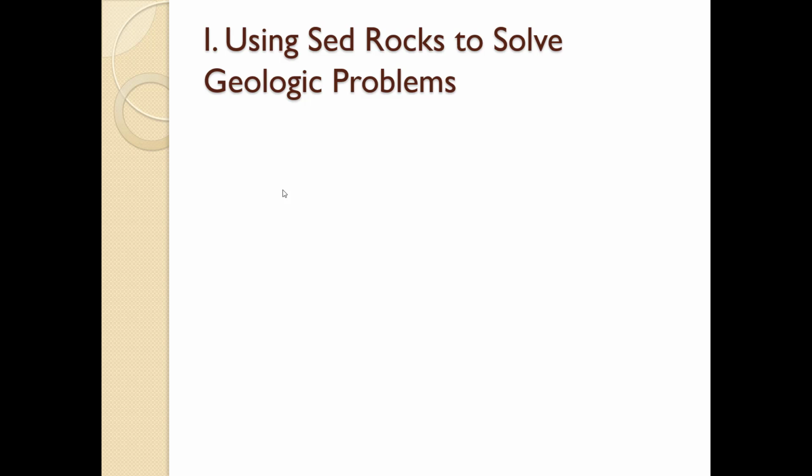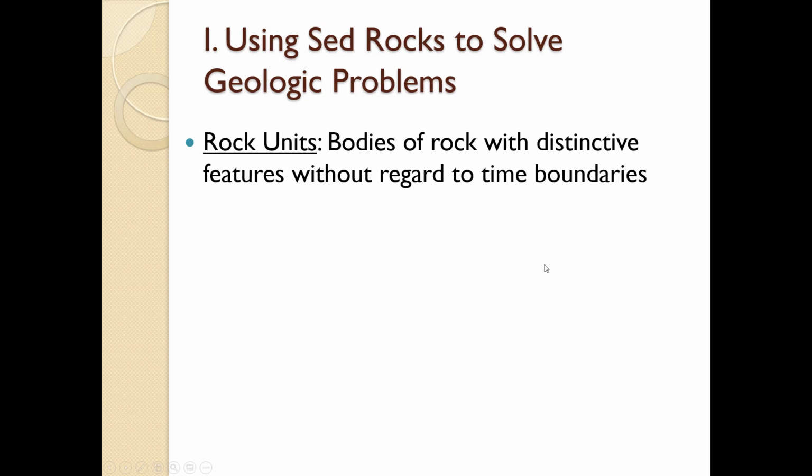So the first part of this next piece of Chapter 5 is about how we're going to use sedimentary rocks to solve geologic problems. Very often, geologists will name rock units. Rock units are bodies of rock that have a distinctive feature. A rock unit isn't necessarily all deposited at the same time, but it might have a really distinctive lithology. A lithology is like a rock name, or a rock type. So it might be a limestone or a black shale or a green shale, something distinctive about it.